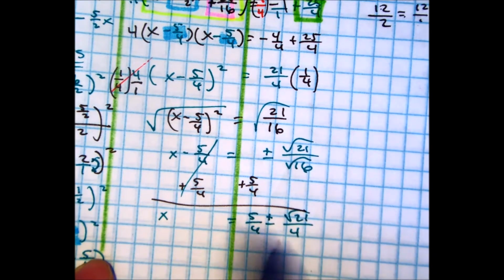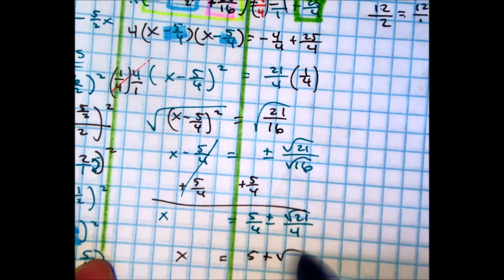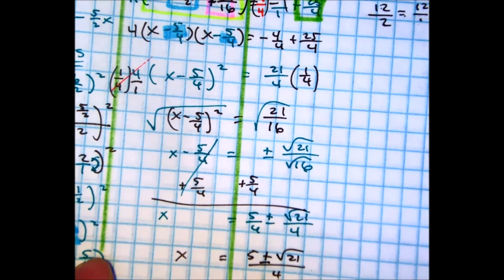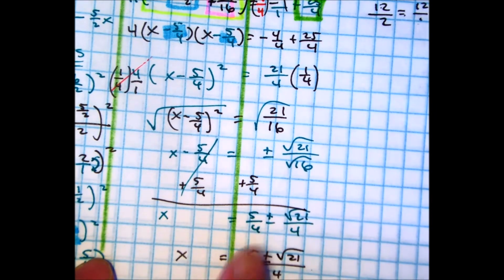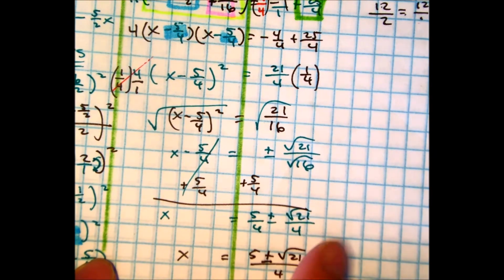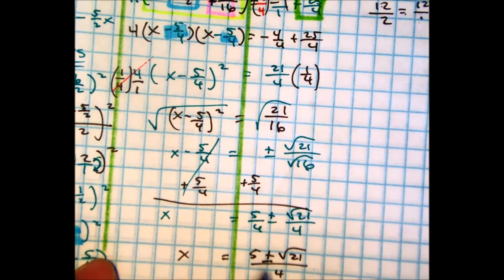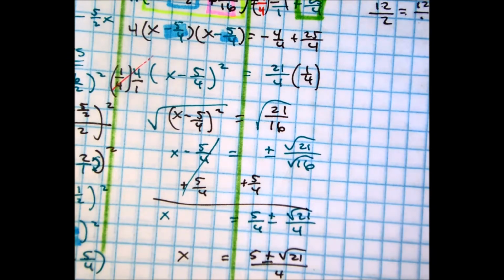They have a common denominator, so what do I write now? Remember, how many solutions is this? It's 2. 5 plus radical 21 over 4, and 5 minus radical 21 over 4. Raise your hand if you got that answer.